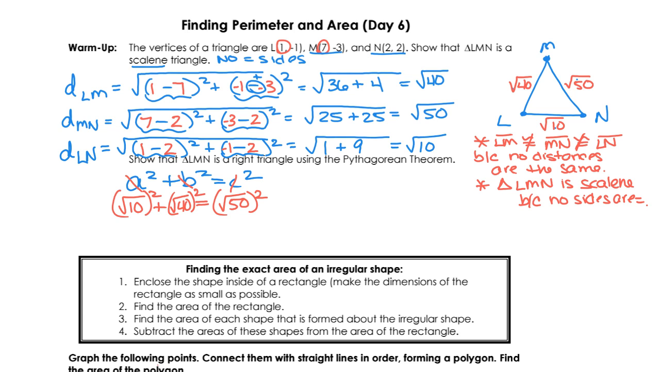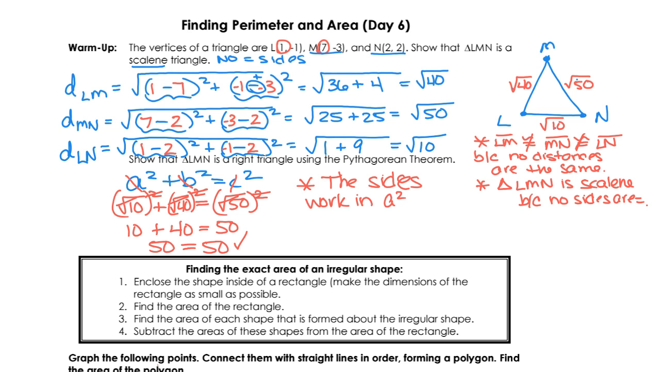All right, go ahead, guys. Square root of 10 squared is actually 10. Square root of 40 squared is 40. And the square root of 50 squared is 50. And 10 plus 40 is 50, and 50 equals 50. And so we can go ahead and say that the sides work in the Pythagorean theorem. Okay. So triangle LMN is a right triangle.